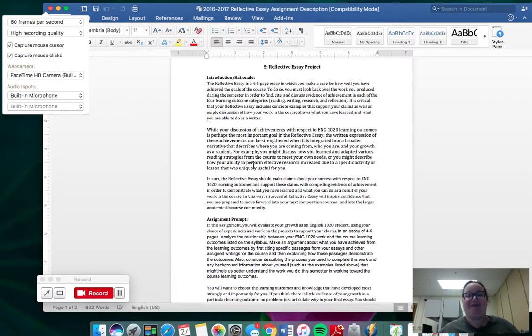It says that it's a 4 to 5 page essay, like I said. You're going to make a case to me about how well you achieved the goals of the course. So you have to look back over the work that you produced in the class. Like I said, that's why you wanted to save all of your drafts and all the things you submitted to me, even blogs, pre-writing, and stuff we did in class, to show how you grew as a reader, a writer, a researcher, and how you reflect upon that.